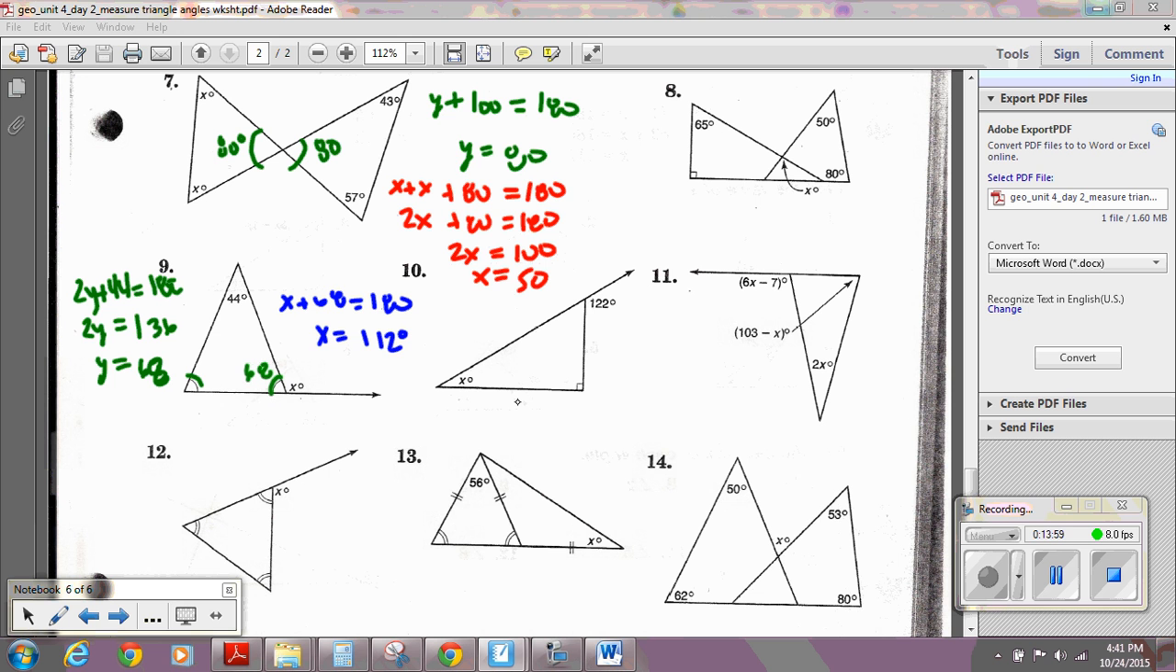So we didn't exactly use the external angles theorem for that one. I'm sure there might be a way to use it to get to the answer. There's not only one way to get to the answer, just make sure you get to the answer appropriately. All right, number 11.